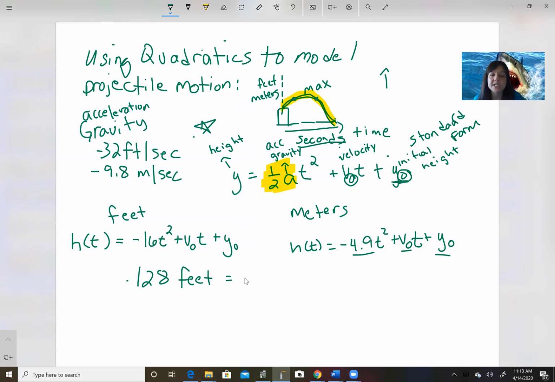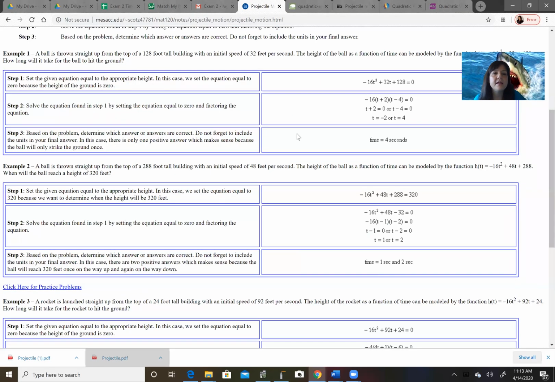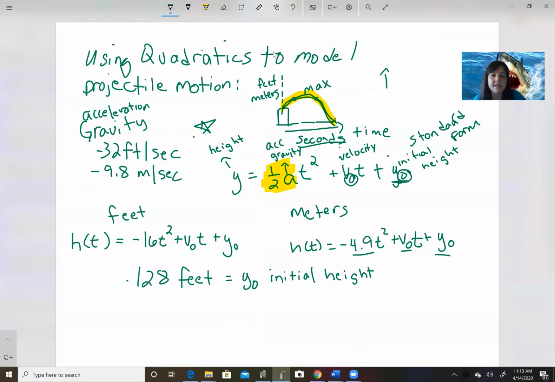In terms of a projectile motion question, this is going to be y sub 0, or as we call it, your initial height. That's the height that we are starting from. So right away, I grabbed that number and I said what it was, okay? And then it says with an initial speed of 32 feet per second. So it already tells us what our initial speed is, right? So our v sub 0 is 32 feet per second.